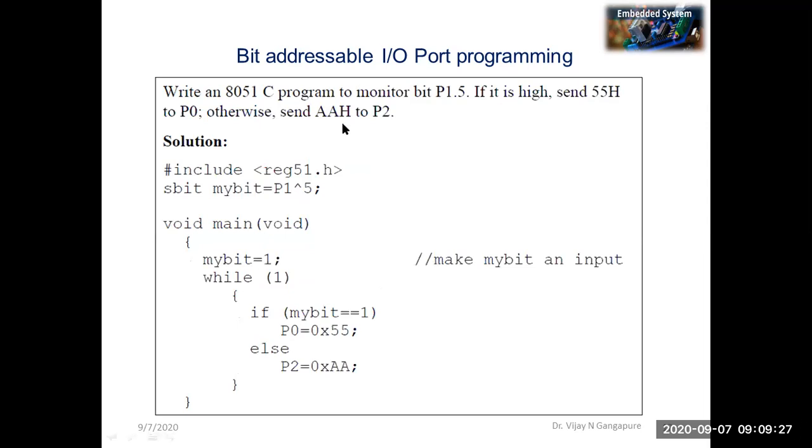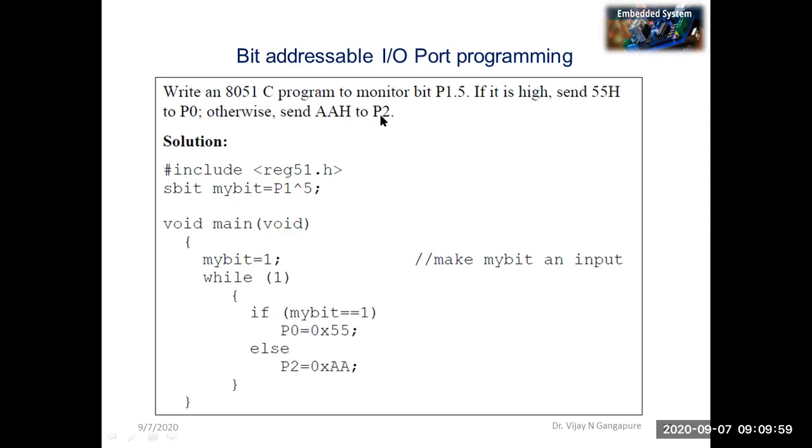Okay, next program. Write an 8051 C program to monitor bit P1.5, that is pin number 5 of port 1, and if it is high, send 55H to port 0, otherwise send AAH to port 2. So we have to monitor pin number 5 of port 1, and if it is 1, then we have to send 55 to port 0, otherwise we have to send AA to port 2.